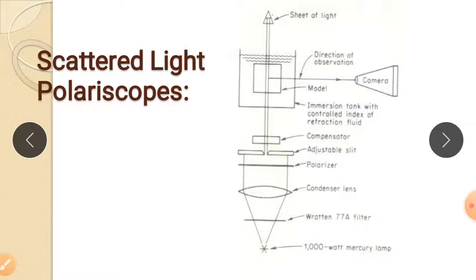If you compare this scattered light polariscope with the conventional polariscope, it is more advantageous, such as it can measure the stress at any point by just adjusting some devices. But in the conventional method, we can only determine the stress at only some points in a two-dimensional model. So it is one of the advantages compared to the conventional type of polariscope.